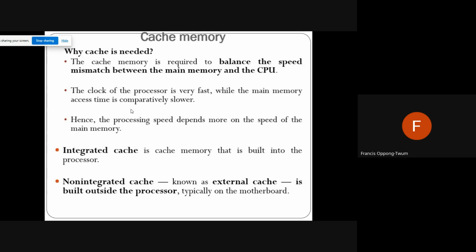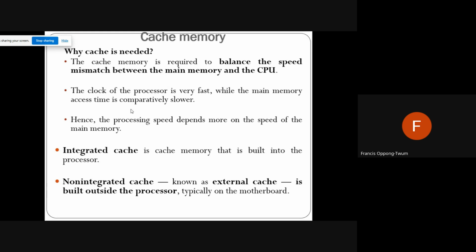So why is cache needed? Why is cache needed in our laptops or in our computers? The cache memory is required to balance the speed mismatch between the main memory and the CPU. Why? Because the clock of the processor is very fast. The clock of most processors that we have in the market is very fast, whereas the main memory access time is comparatively slower. So because of that, what should we do?